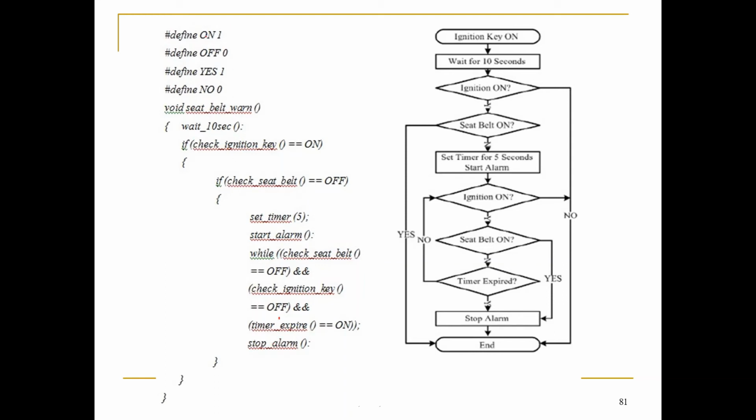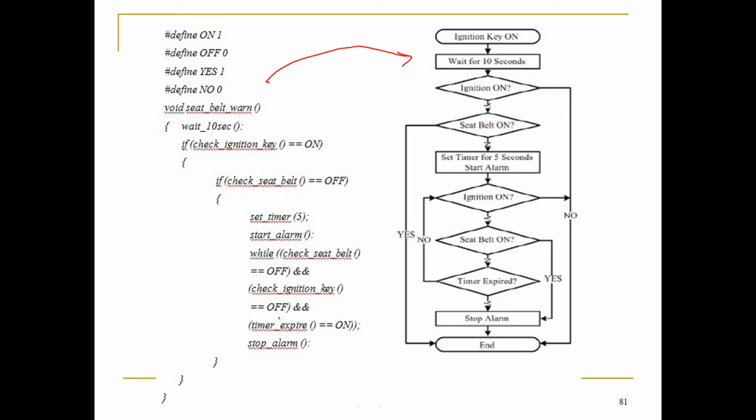This is how you write a normal program, isn't it? This is how you write a C program. And this C program can be transformed into a flowchart like this. Ignition key is on, you'll be waiting for 10 seconds. And again, you'll be checking whether the ignition key is on. If the ignition key is on, you'll be checking whether the seat belt is on. If the seat belt is fastened, you go and stop the process.